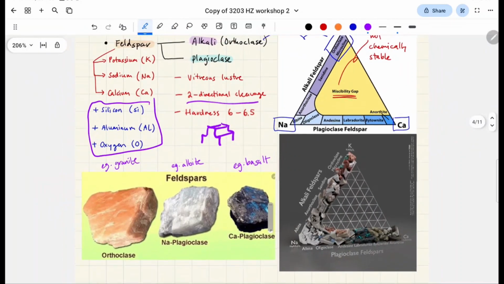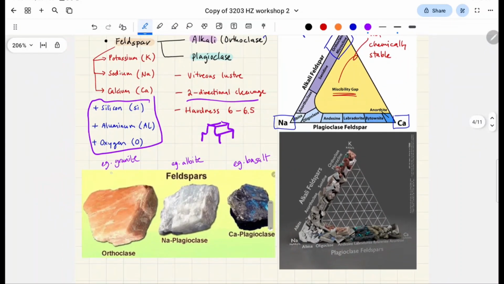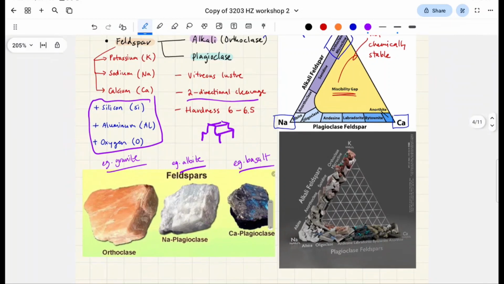Yeah, that's pretty much it. I've got some examples here for you. So granite might be like an orthoclase feldspar. These feldspars are minerals, right? Granite is a rock, but it has a high proportion of these types of minerals. That's what I'm trying to say. And albite, basalt, are your examples for Na plagioclase ones and Ca plagioclase ones, right? Does anyone have questions with that?